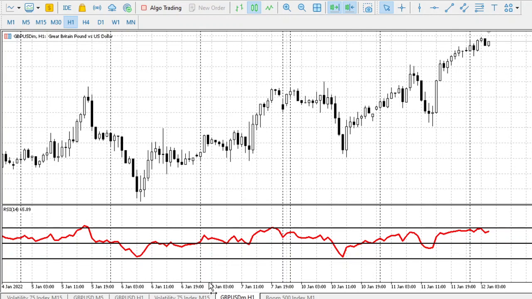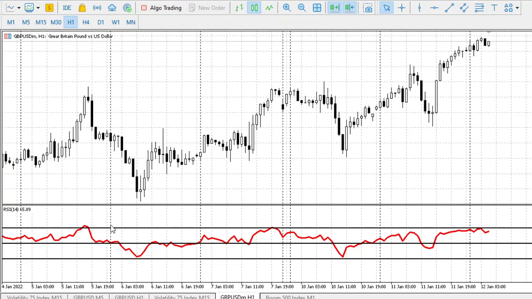It analyzes the 14 past candlesticks and comes up with a percentage. So if you see that the RSI is above the 50 level, it shows that for the past 14 candles there are more bullish candles than bearish candles, which means it is a bullish bias market. And when we see that the RSI is now below 50, it shows us that there are more sellers than buyers, so we should be looking for selling opportunities.